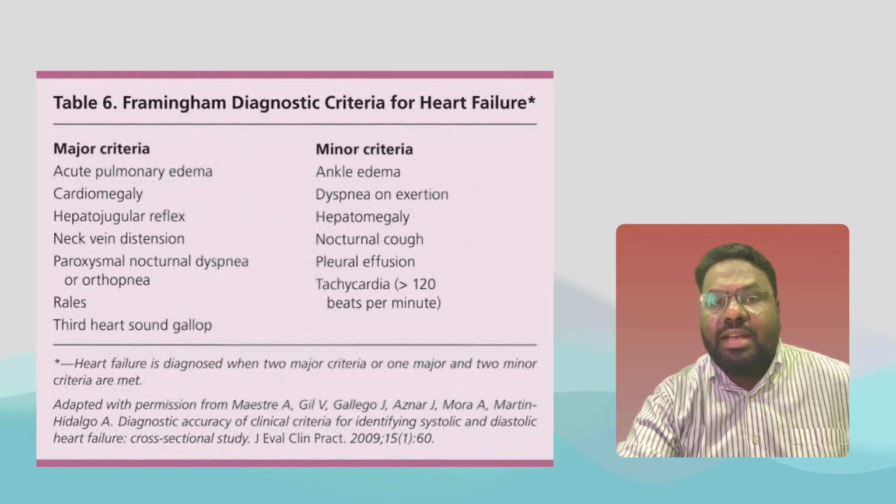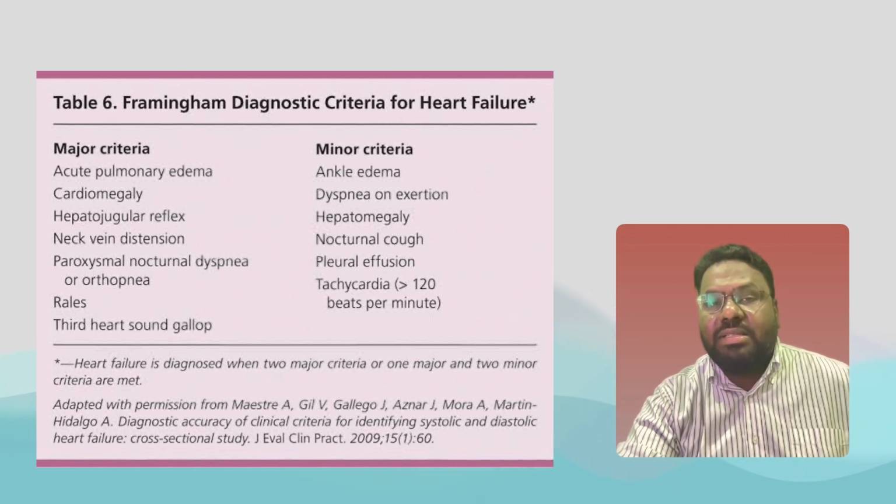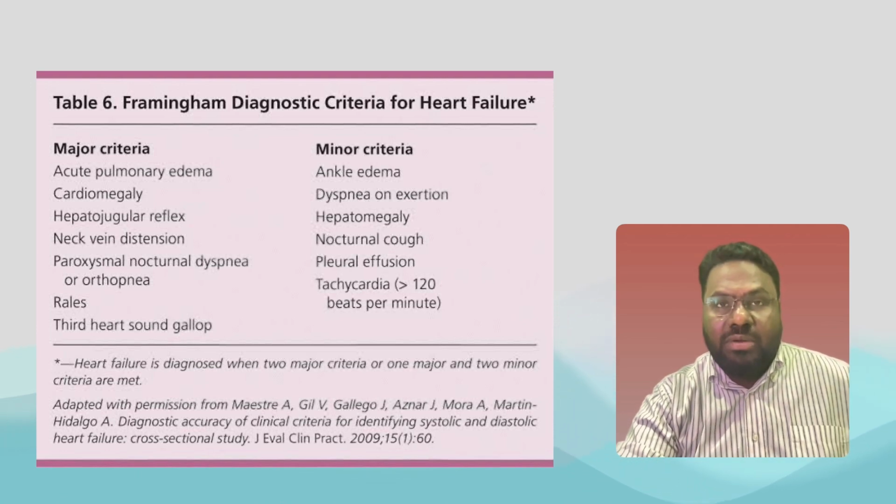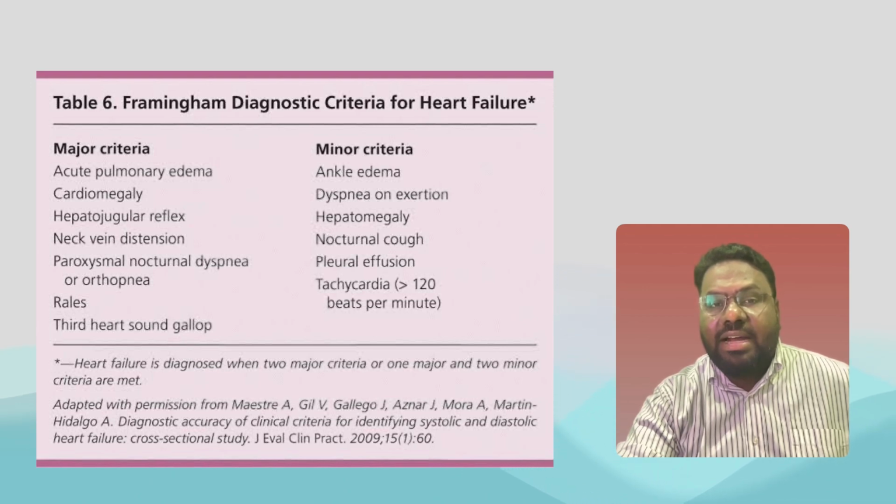In case of minor criteria, symptoms like ankle edema, dyspnea on exertion, and hepatomegaly as a clinical finding. This is not a symptom, it's a clinical finding. You do the examination, you find it. Nocturnal cough, pleural effusion, and tachycardia more than 120 beats per minute are considered minor criteria.